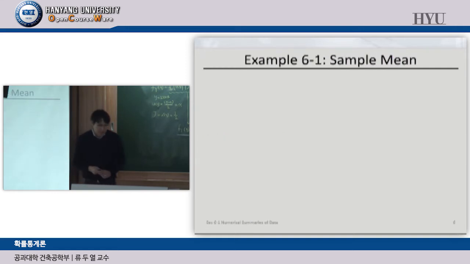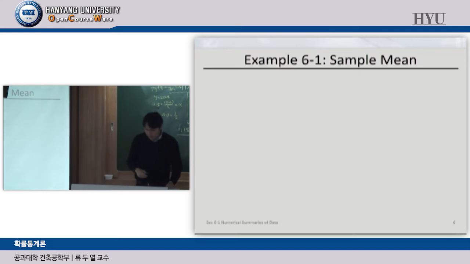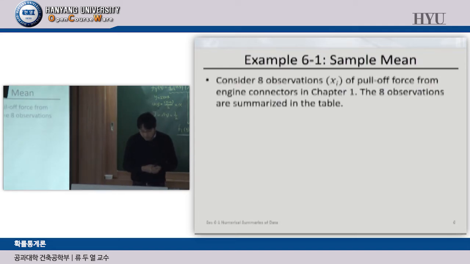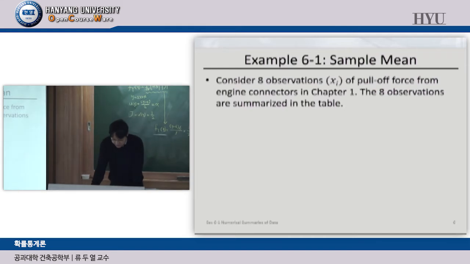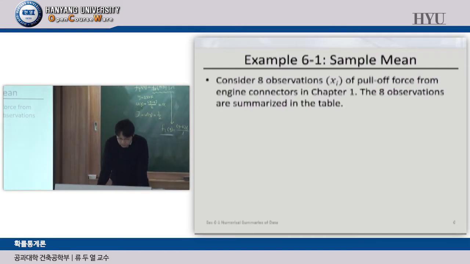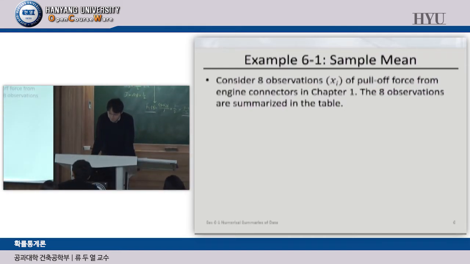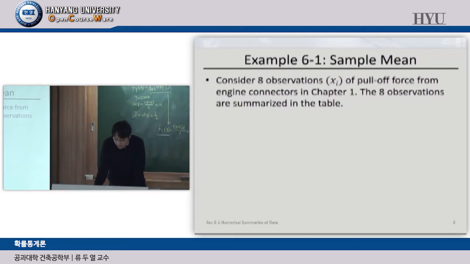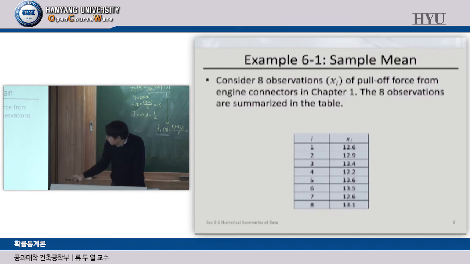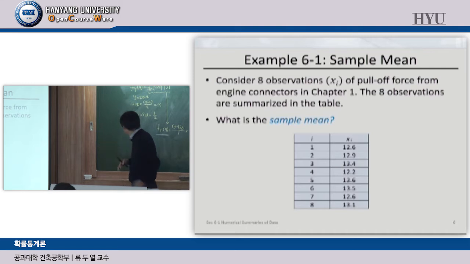So this is Example 6-1 about the sample mean. Consider 8 observations of pull-off force from engine connectors in the previous chapter 1. The 8 observations are summarized in the table as you can see here. The i is from 1 to 8 and xi is from 12.6 to 13.1. So in this case, what is the sample mean? That is very simple.